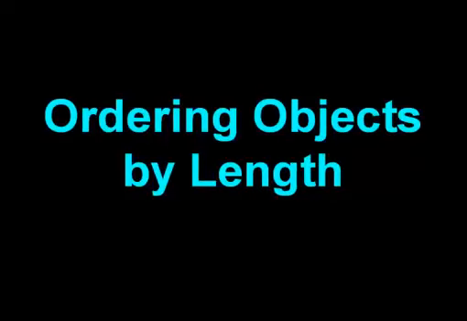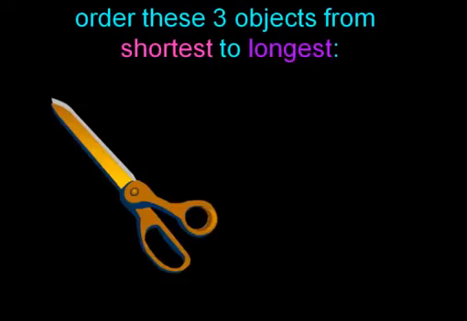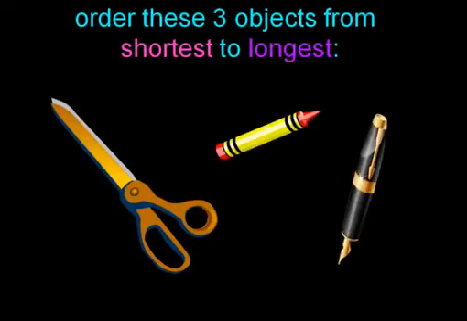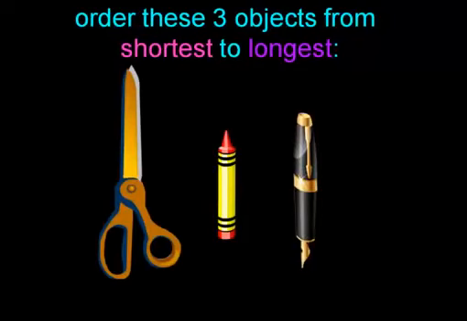In this video, you will learn how to order objects by their lengths, and also how to compare the lengths of two objects by using another object. So let's suppose we want to order these three objects from shortest to longest: a pair of scissors, a crayon, and a pen. First, let's arrange the objects so that they are all straight up and down, so that we can better compare how long each one is.